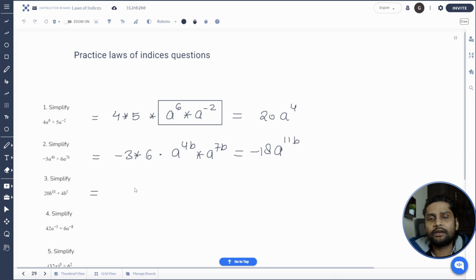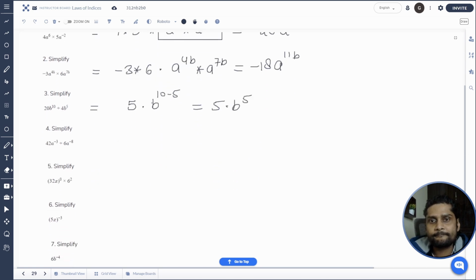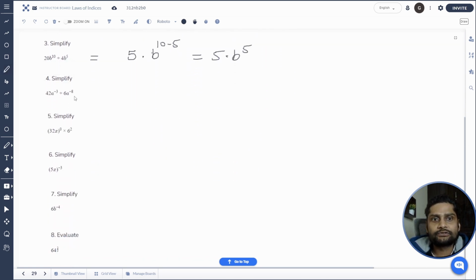In the next question, we have to apply the quotient rule of exponents. 20 over 4 is just 5. Now the exponential term, we have to perform subtraction with their exponents. We get 5 times b raised to the power of 5. Let's look at this question. Again, we have to perform the same method. 42 over 6 is 7. Now a raised to the power of minus 3, and then we have got the same base, and we have to subtract the exponent. So as we simplify this, we get negative 3 plus 8, that's going to be positive 5.